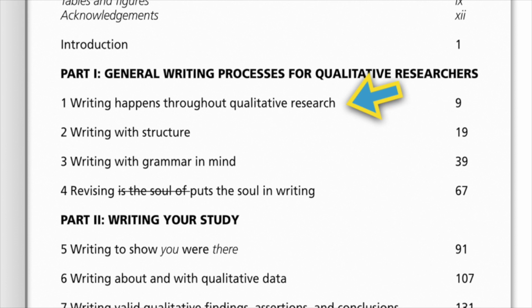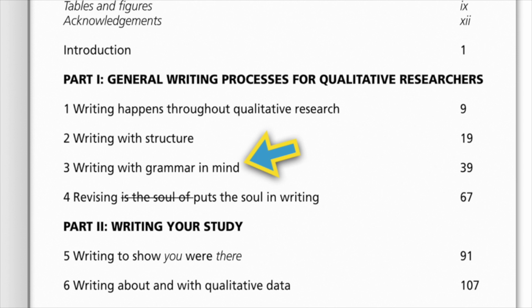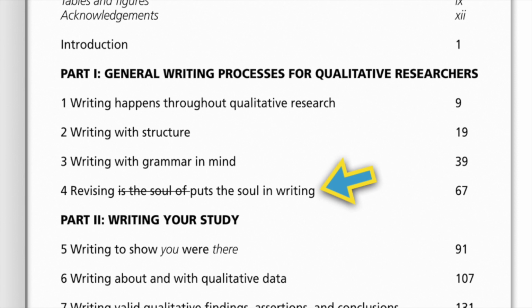that writing occurs. Chapter 2 delves into the structure of a manuscript, including ideas for writing titles and abstracts, using headings and transitions, and much more. Chapter 3 focuses on grammar, giving a reader-friendly, totally non-judgmental view of how grammar and punctuation can help you write qualitatively. Chapter 4 gives loads of specific suggestions for how to revise your qualitative research to be the clearest and most convincing it can be.